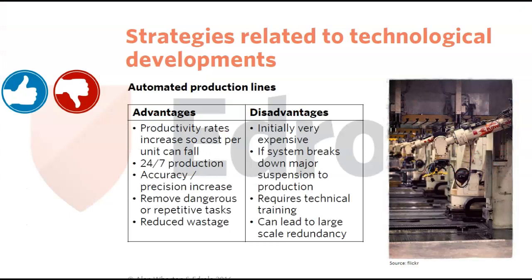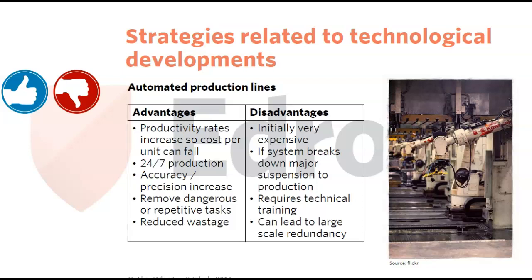So here are some advantages and disadvantages for automated production lines. You will need these for each of the four strategies that we're looking at. You need to be able to understand and explain what the particular strategy is, what the advantages are to business, and what the disadvantages are to business.